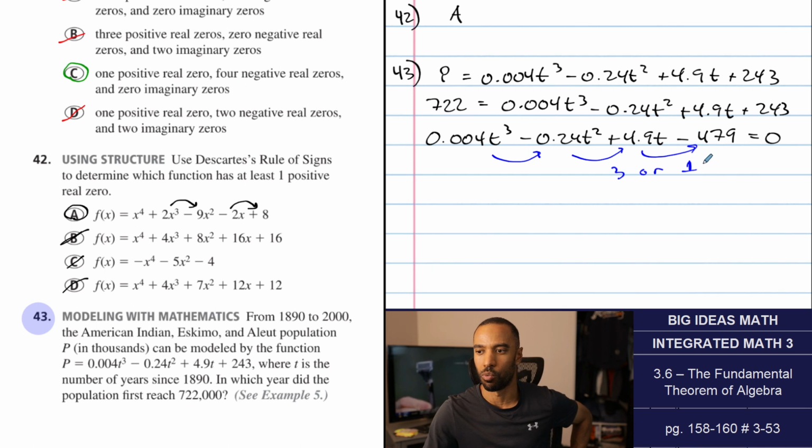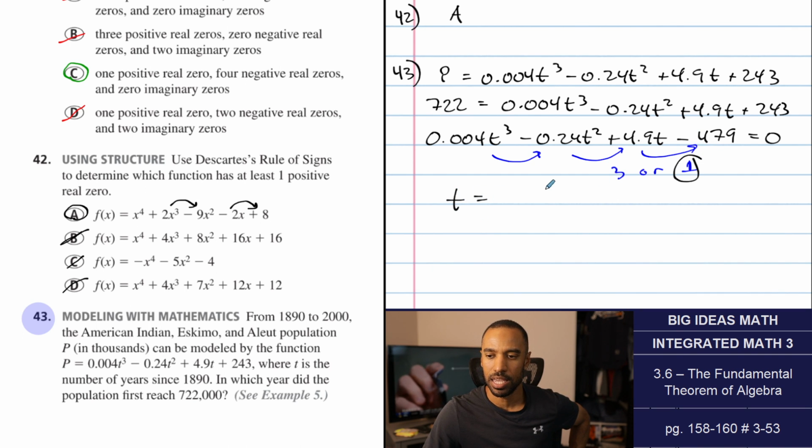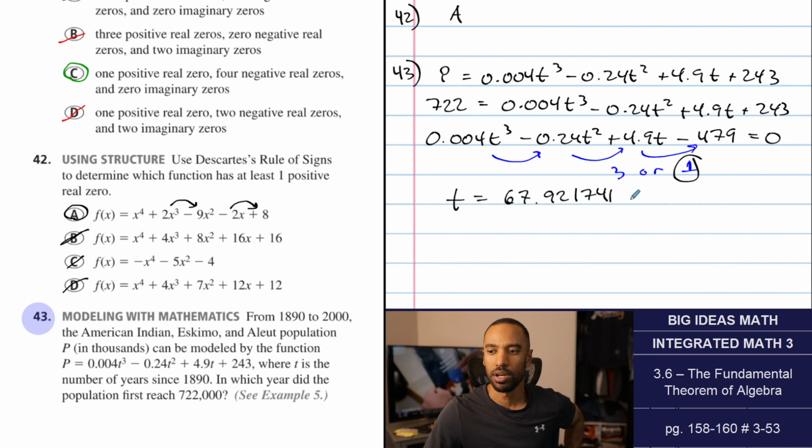Now there's a trace feature on your calculator. It's around 67 something. There's a calc feature above this trace button where we can find a 0. They say choose something to the left of your thing and to the right of it, making sure that you're pinpointing which one it is. And it's going to be this number right here, 67.92, etc. So t, in our case, when the 3 or 1 was possible, it looks like 1 was it. And that t equals, for our purposes, 67.921741.